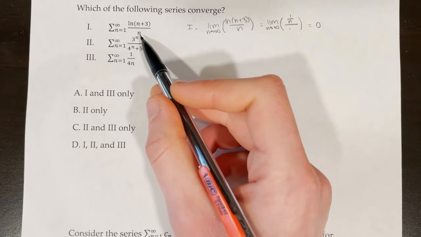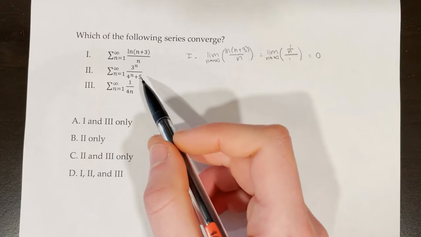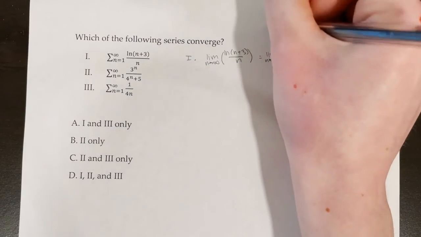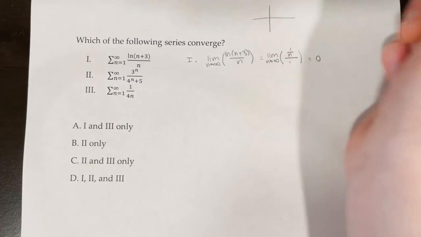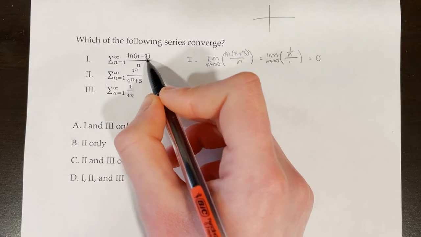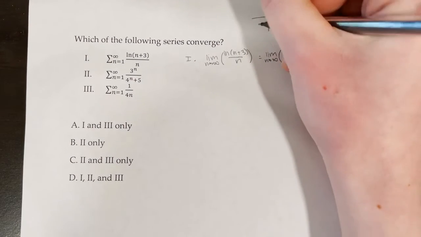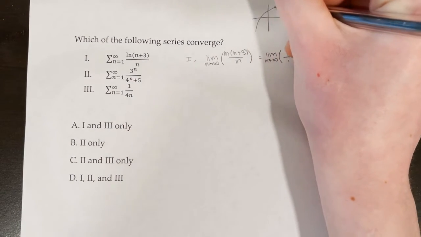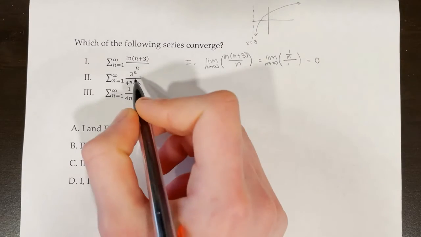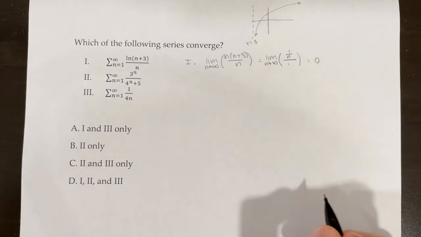Now, the graph of the natural log of n plus 3, or y equals the natural log of x plus 3, is going to look similar to the overall shape of the natural log graph, but this plus 3 inside the parentheses moves it over 3 units to the left. So it's going to look something like this. So what's something that we could potentially compare this to using direct comparison?